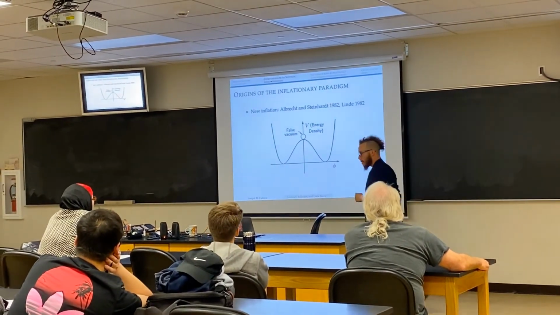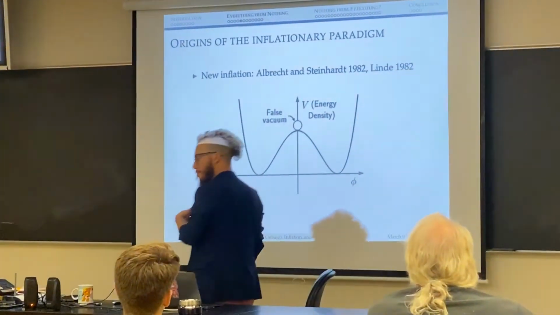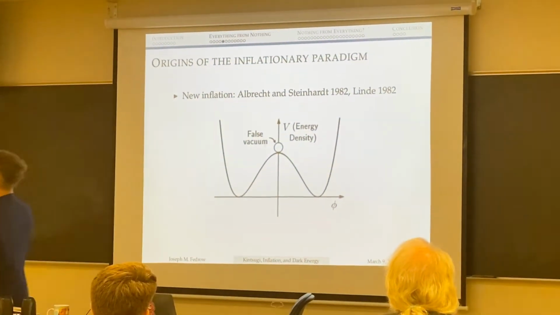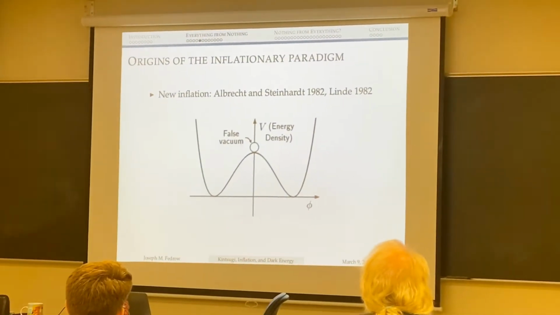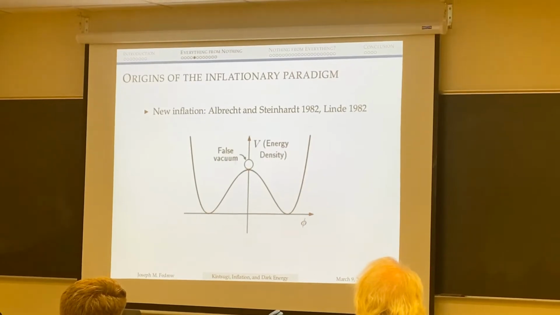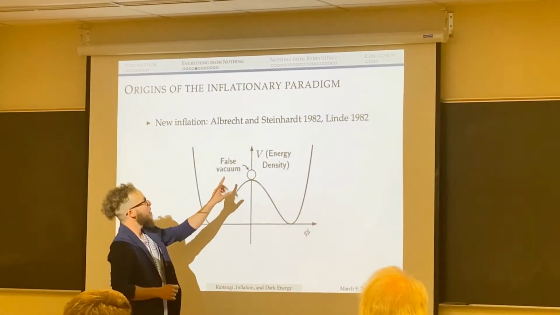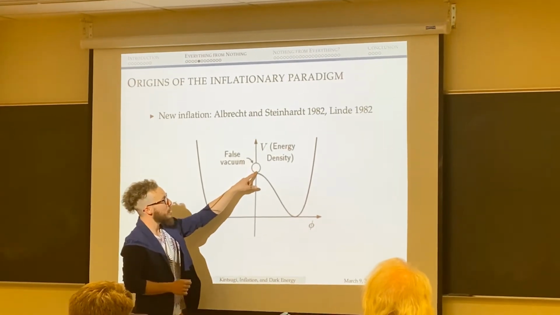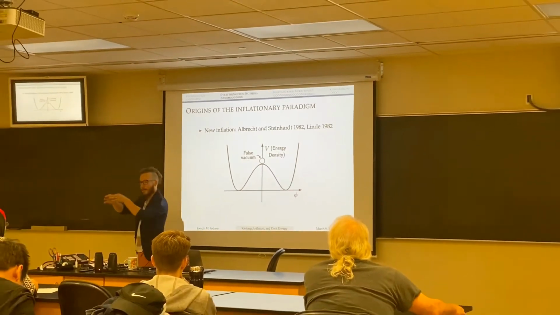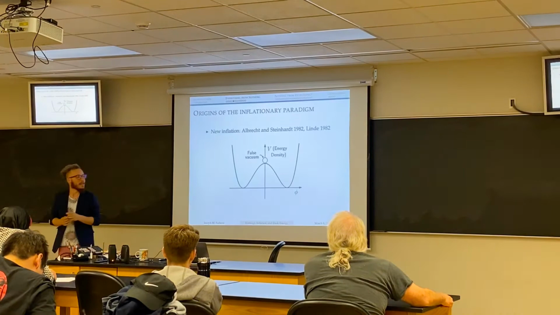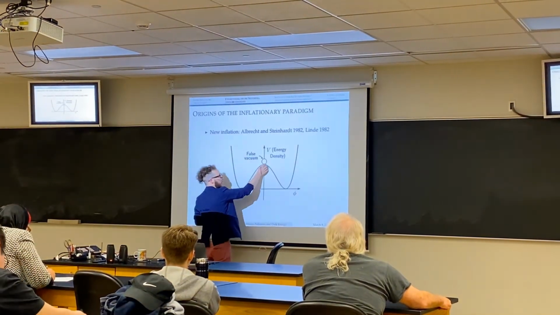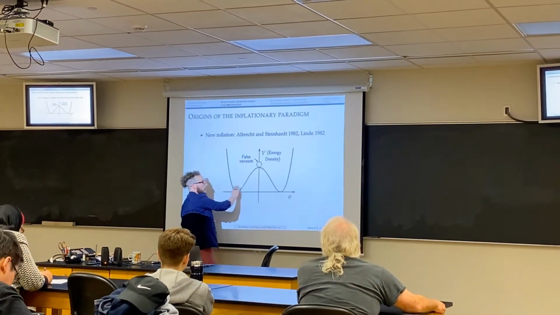Next, about a year later, there was a slightly better idea put forward by Albrecht and Steinhardt. They were both at Princeton at the time, and they took a slightly different potential form. They said, okay, what if we have an inflaton particle here, just like a marble on a bowl or whatever? This is an unstable equilibrium. Any deviation is going to roll down.